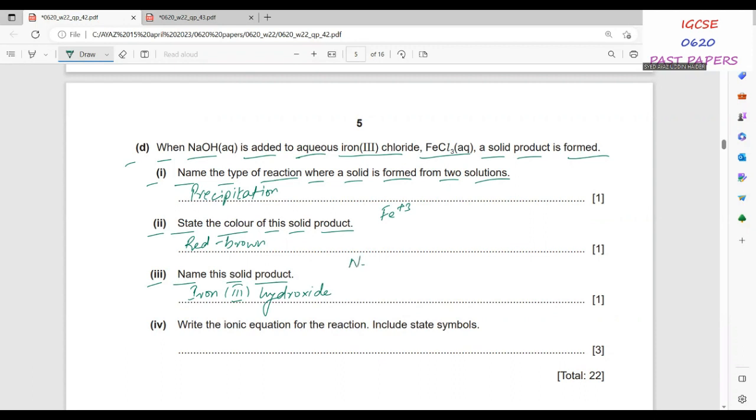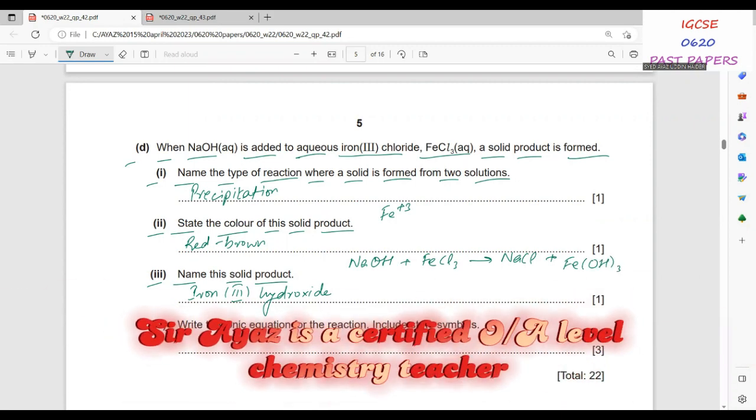When you react NaOH plus FeCl3, you will get 2 products, NaCl plus Fe(OH) both twice. The reason is that Fe carries +3 charge. We know the charge on OH is -1. Ignore their charges. These subscripts will be exchanged. So you will get Fe(OH) whole thrice, which is iron 3 hydroxide.